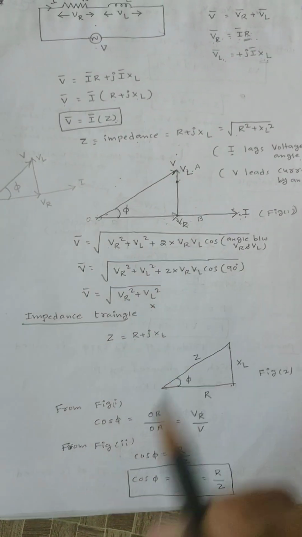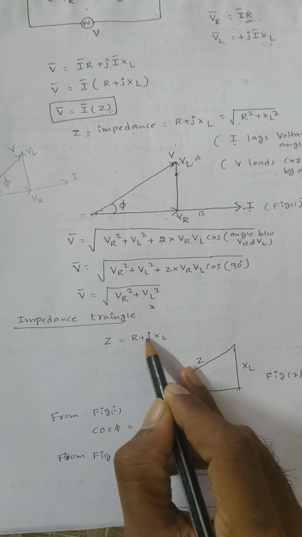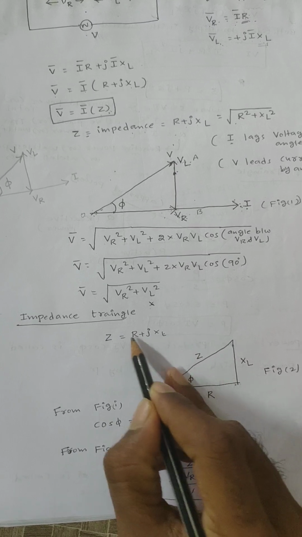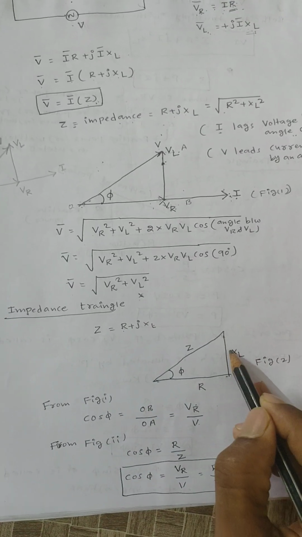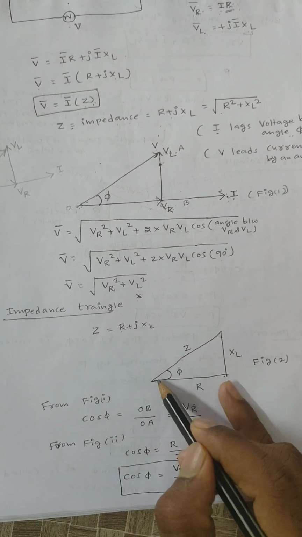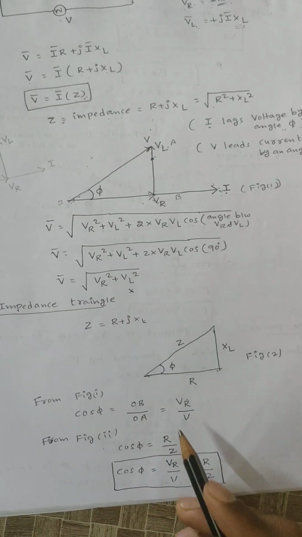After this I can draw the impedance triangle. We already know the impedance Z is equal to R plus j into XL, right? The resistor is taken as reference. XL leads the resistor by 90, right? This is XL. Then the impedance is nothing but the sum of the resistance and the inductive reactance.